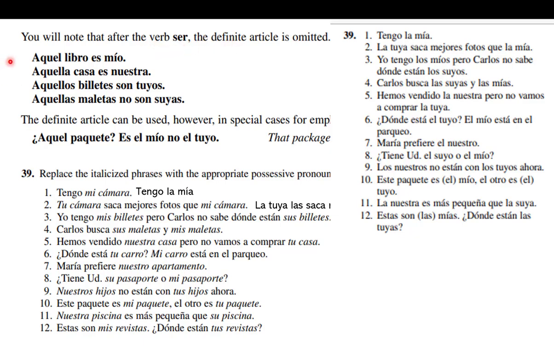So we say, aquel libro es mío, aquella casa es nuestra, aquellos billetes son tuyos, aquellas maletas no son tuyas. We would use it when we are really identifying this one. So aquel paquete es el mío, no el tuyo. So identifying it, okay? So again, if you want to go back and try the exercises, feel free. There's a few exercises in the book A2 that you had last year of this topic. So feel free to go back and do them if you want, and to ask us questions if you need to.